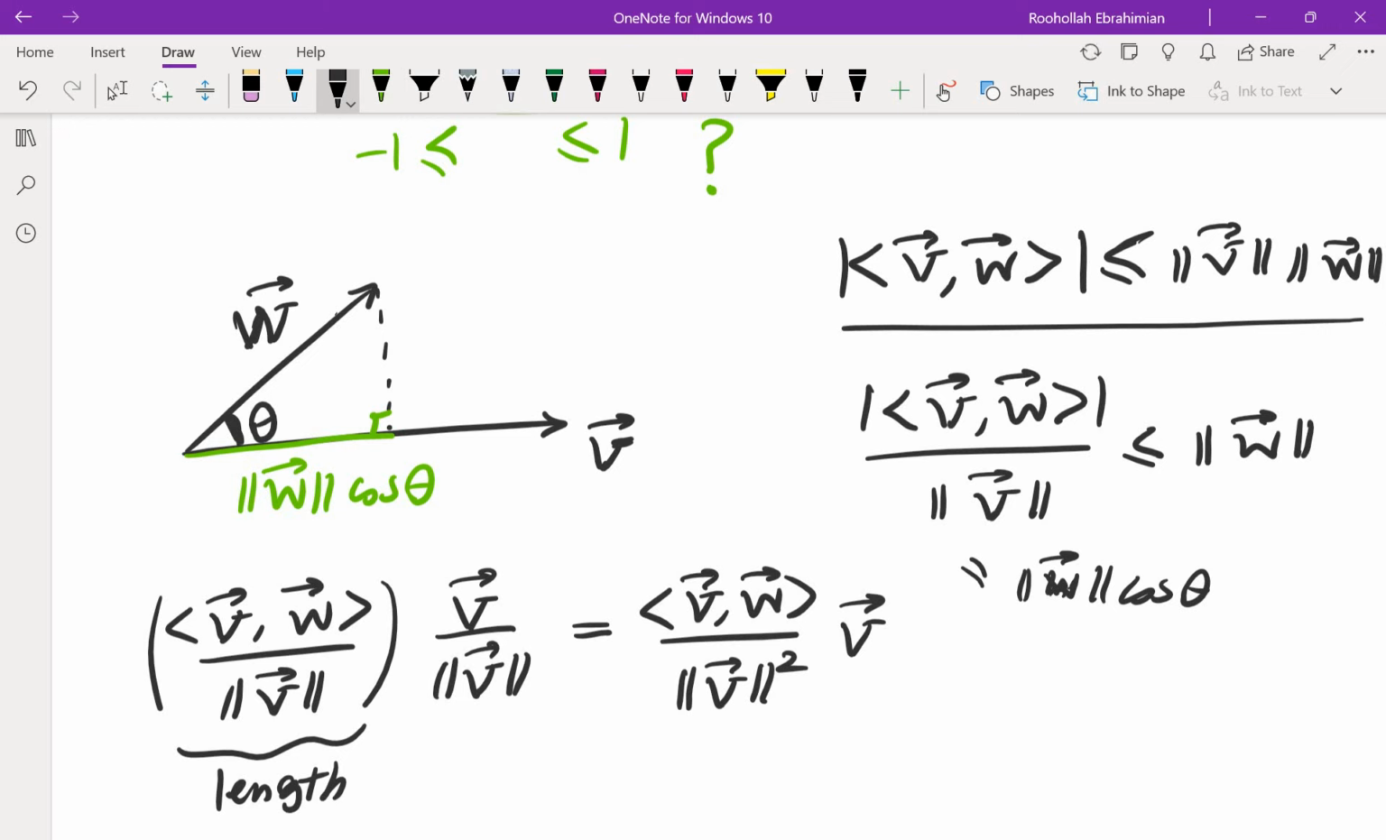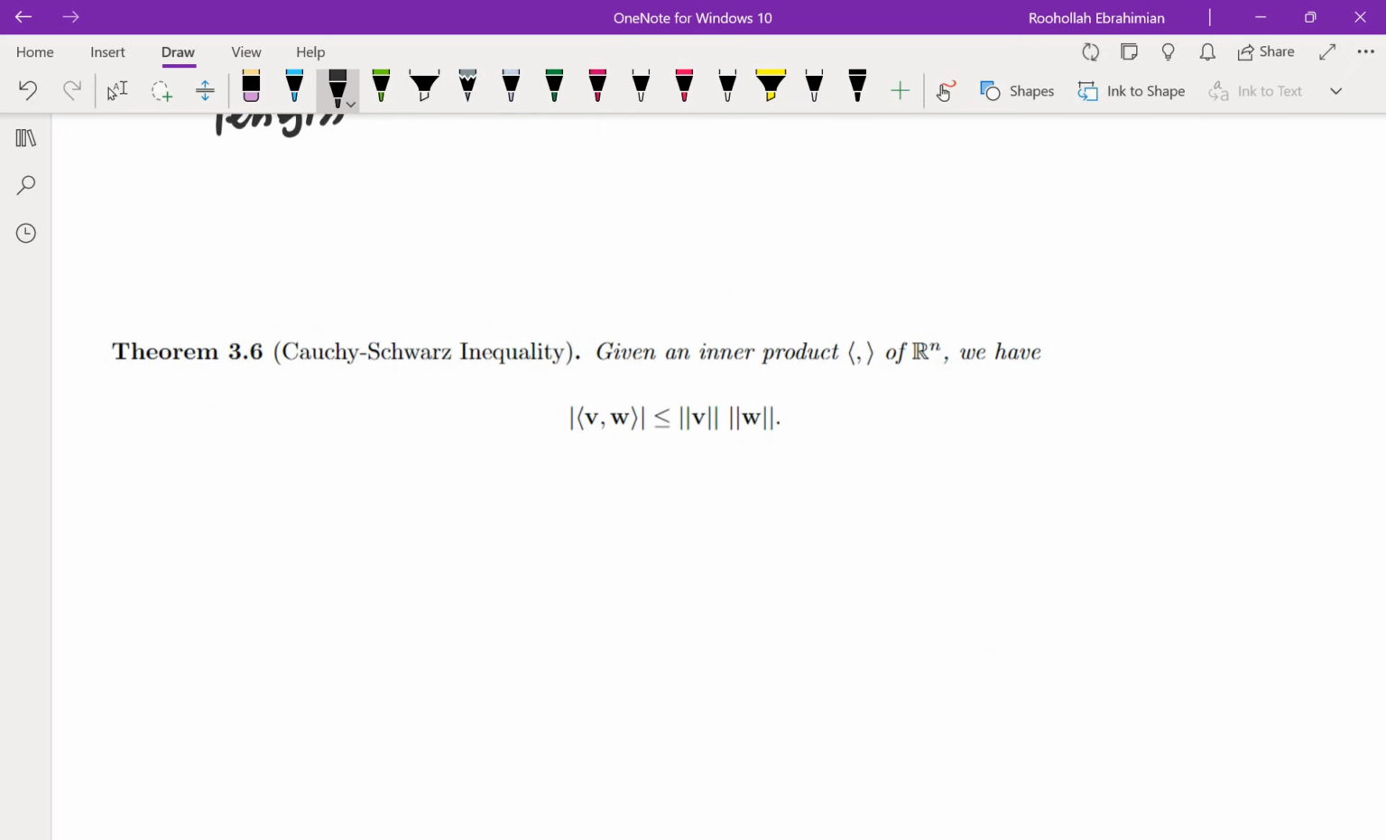This is the green portion. That's one side of the right triangle. The other side is this vector, which is just W minus that quantity, minus the inner product of V and W divided by norm of V squared times V. So if I use the Pythagorean theorem for these three vectors, then I should be able to get the final answer. Okay, so let's turn that into a proof.